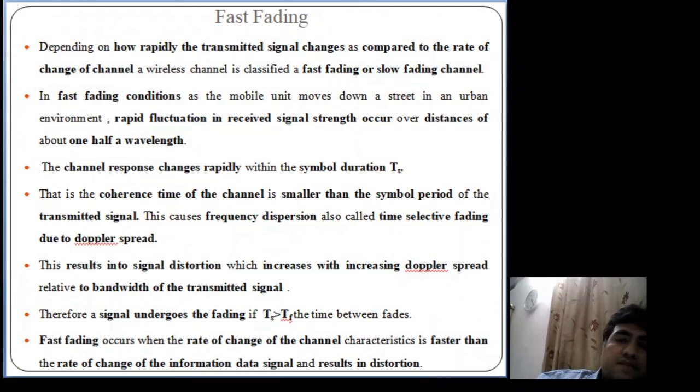Next is fast fading, that is due to Doppler spread. In fast fading, if a mobile user is moving at a very fast pace, there is a rapid fluctuation in the received signal strength of the mobile user in comparison to the change in the channel. That means the coherence time of the channel is smaller than the symbol period of the transmitted signal. This is also called time selective fading.